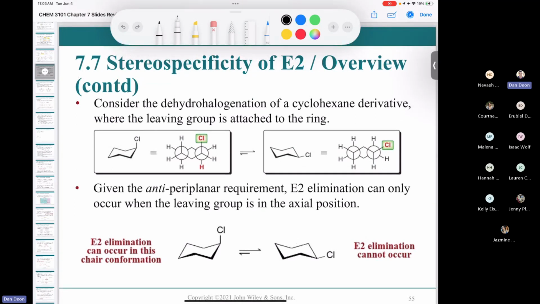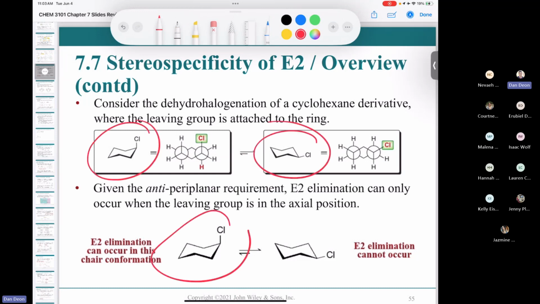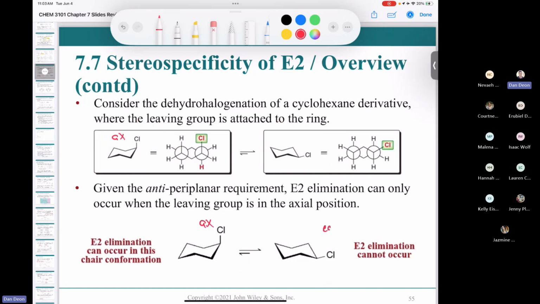So continuing on with this idea, we can actually see this also manifest when we look at cyclohexanes that contain a good leaving group. So this is just chlorocyclohexane. It's the same molecule, okay? But you see that here it's axial, here it's axial, here it's equatorial, and here it's equatorial. Well, the thing is, if you want to do an E2 elimination reaction with a leaving group on a cyclohexane, it has to be in the axial position.